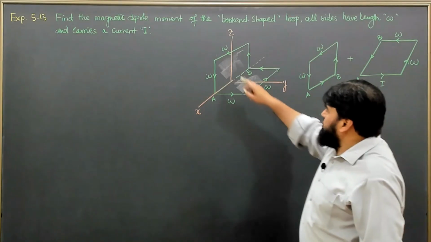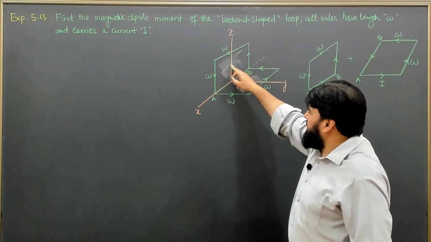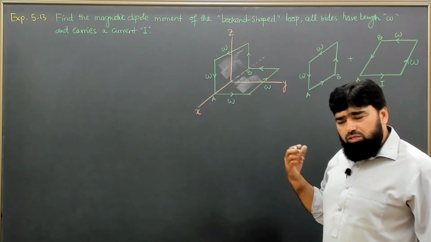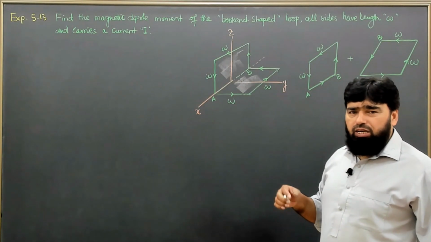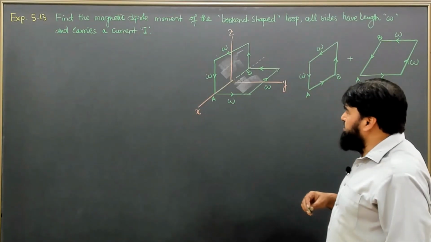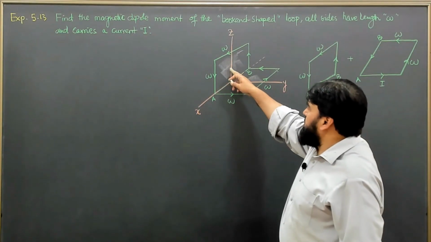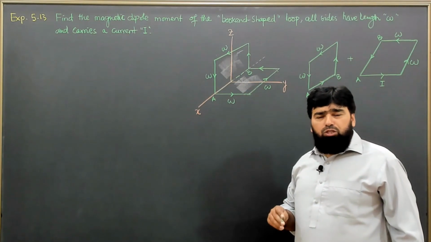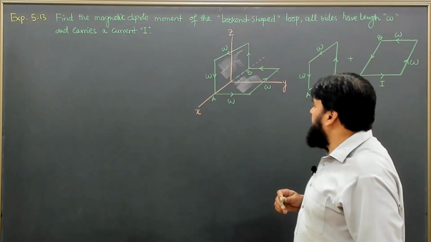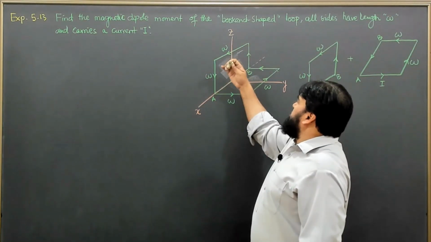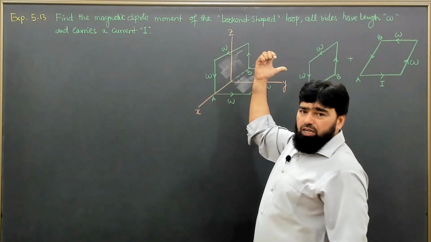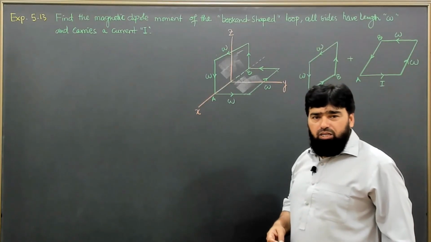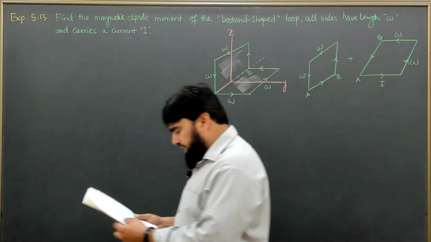If I find out the dipole moment of this and the dipole moment of this, all sides are having length omega, so the dipole moment of this will be equal to the dipole moment of this. The only difference between the two will be the direction of the dipole moment, because if I move the current here, so that is the direction of dipole moment here.